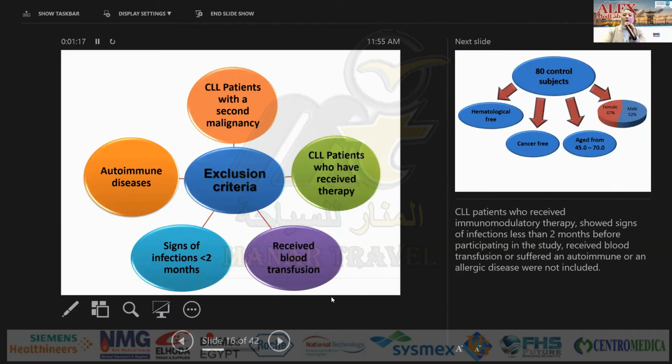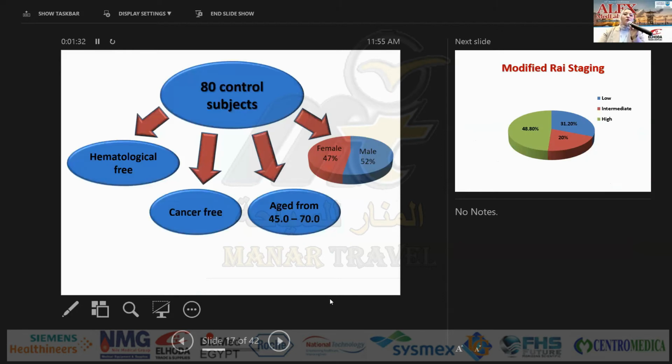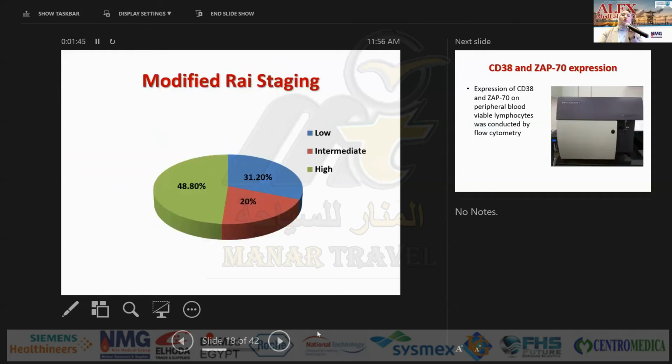CLL patients with a second malignancy, or those who received treatment, received recent blood transfusion, had signs of infection less than 2 months before enrollment in the study, or autoimmune diseases were excluded from the study. 80 control healthy subjects, hematologically and cancer-free, aged from 45 to 70 years old, and sex matched to the patient group were considered as a control group. Patients were staged according to the modified Rai staging system.